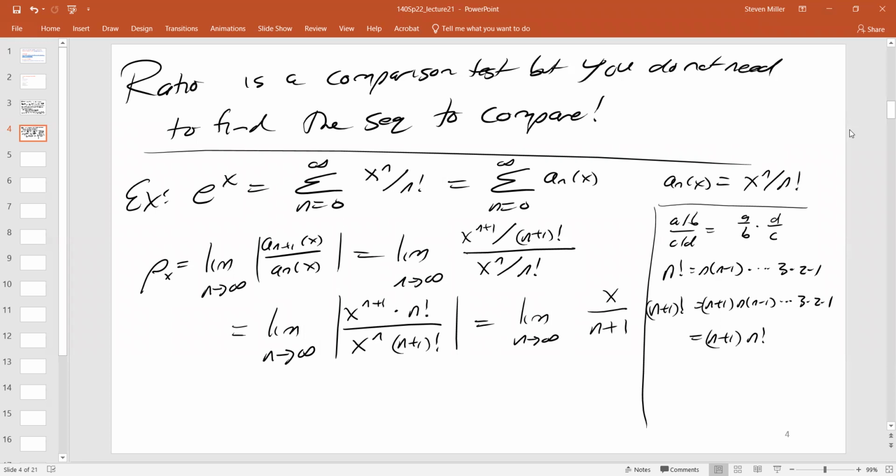It goes to 0. Equals 0. So it converges for all x.